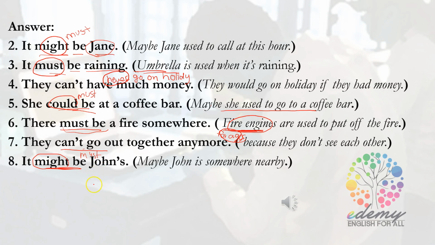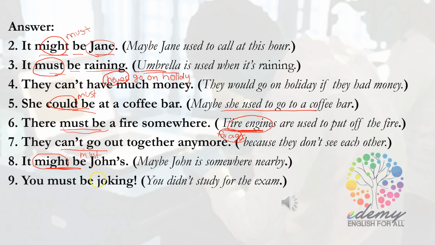Okay, the last statement is number 9. You got top marks in the test. You have must and joke in the bracket. So the answer is, you must be joking. In this situation, I give you an example. For example, you didn't study for the exam, and somebody comes up and tells you that you got top marks in the test. So you are sure that they must be joking with you. They are just joking, right? So your response is, you must be joking. I am sure that you are joking.